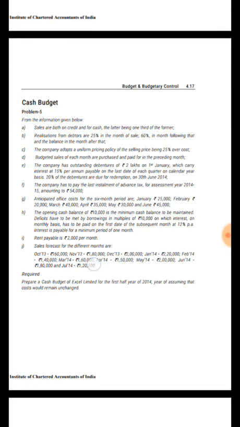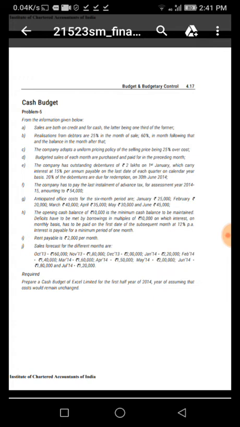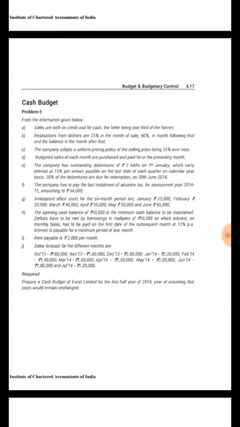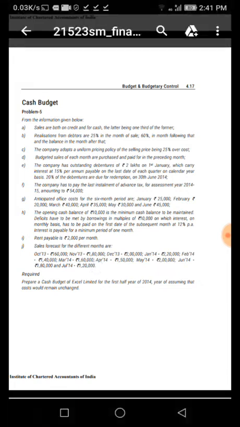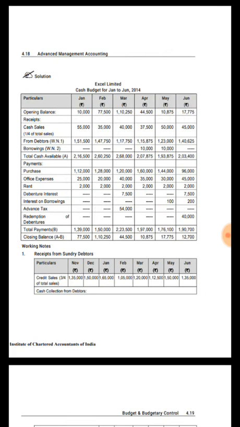Because for November month sale, 25% is in November month itself, then 60% of November month sale in December, then 15% in January, and from January is relevant for us. That's why we take from November, because the 15% of November is coming in January. November, December, January, February, March, April, May, June. Till June we have to make it.